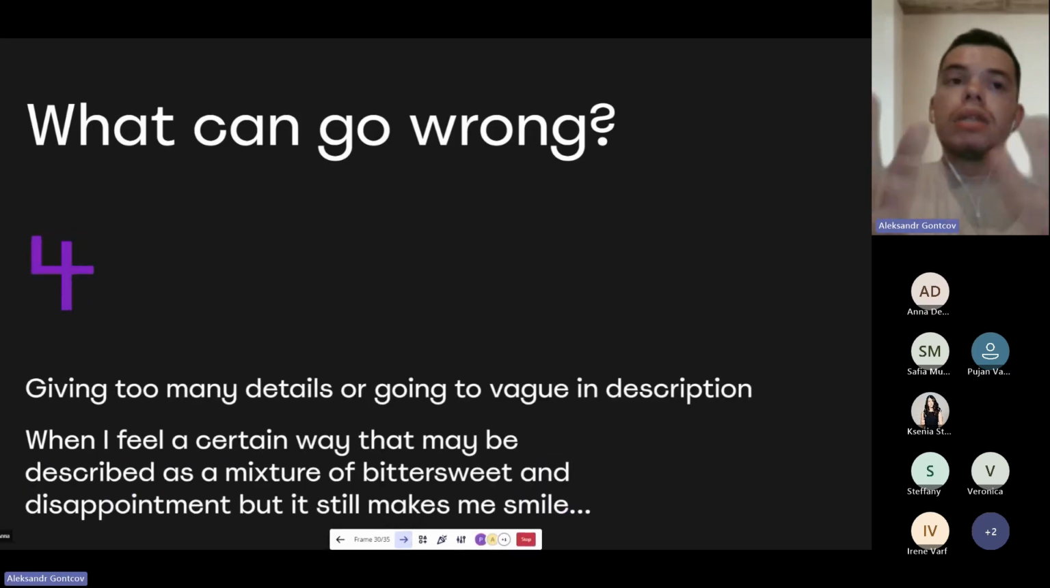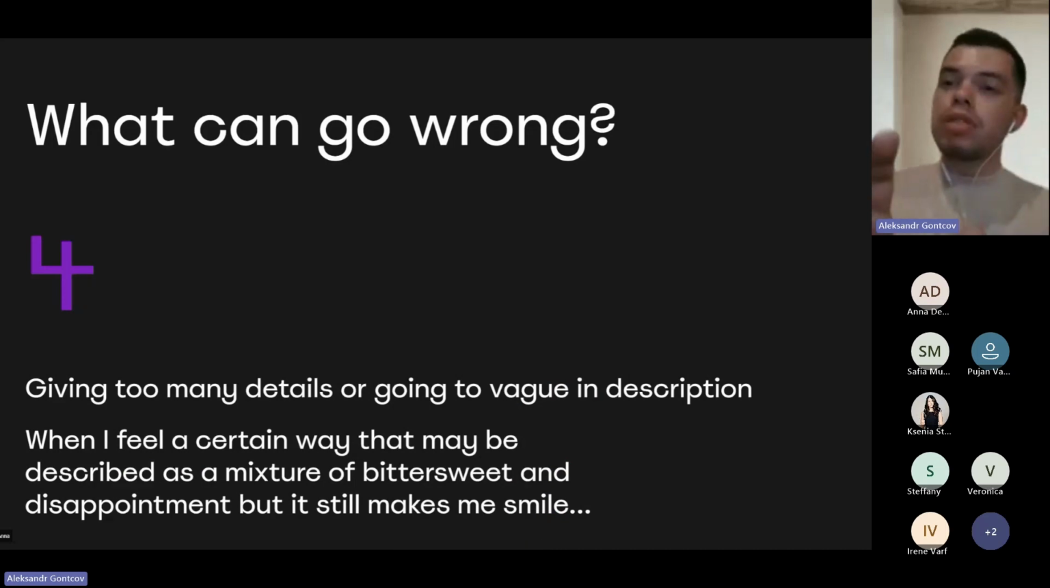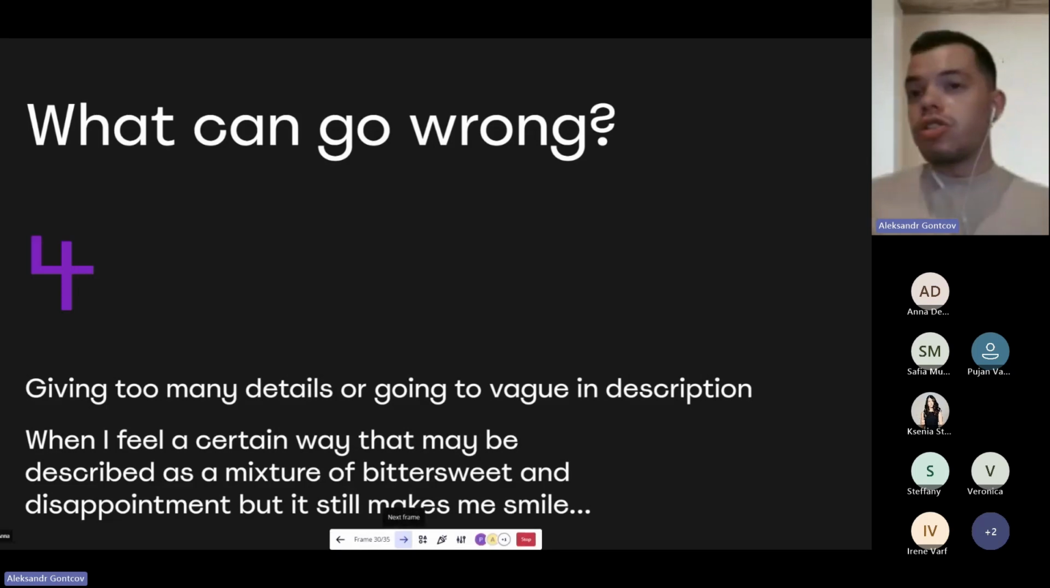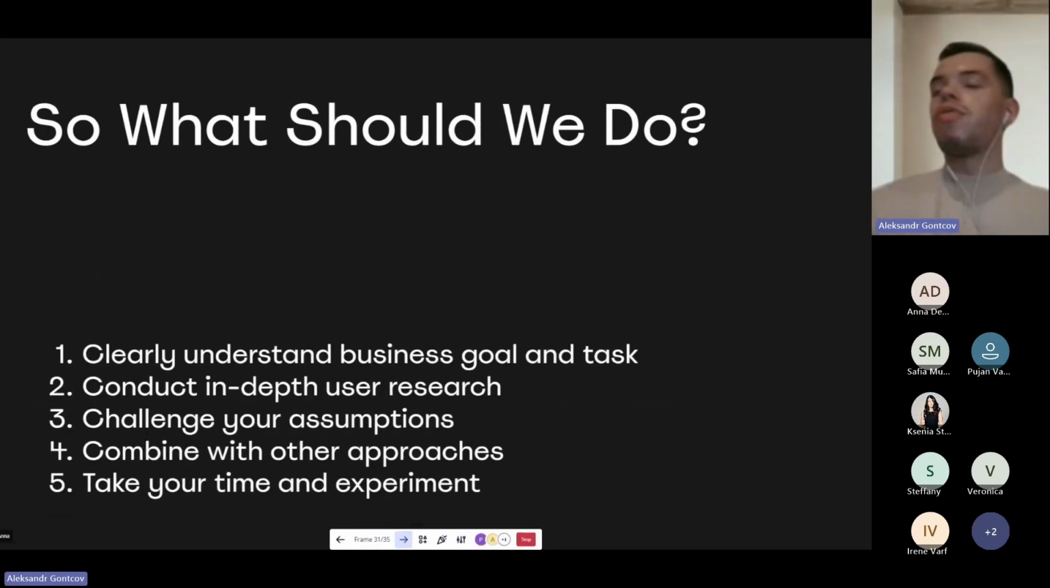And last but not least, giving too many details or vague descriptions. Try to keep jobs simple and pretty specific, so you can work with them, you can evaluate them, and you can manage them. Now, what you can do to avoid the pitfalls, to avoid making mistakes, and to solve those mistakes.